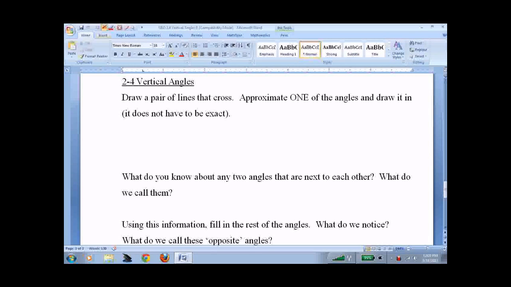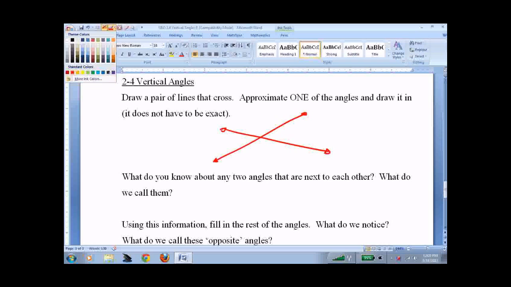Lesson 2-4, vertical angles. Draw a pair of lines that cross. And then just approximate one of the angles. It doesn't have to be perfect, and don't pick a hard number. Let's call it 20 degrees. Let's actually give it a different color.